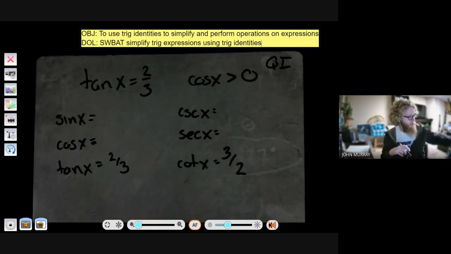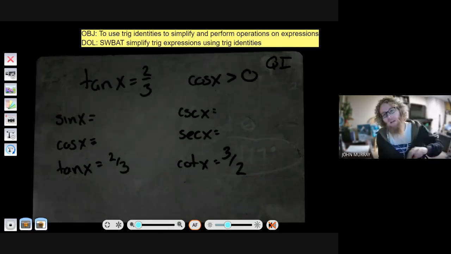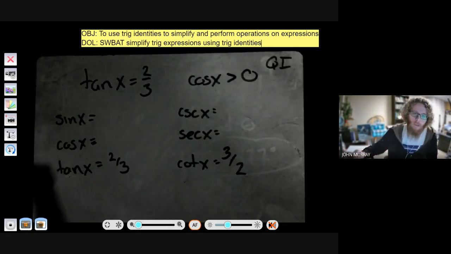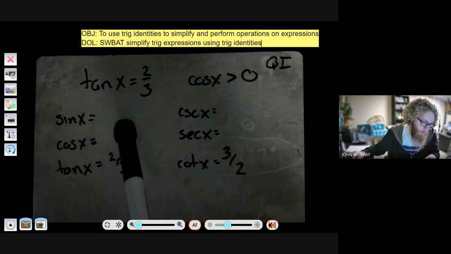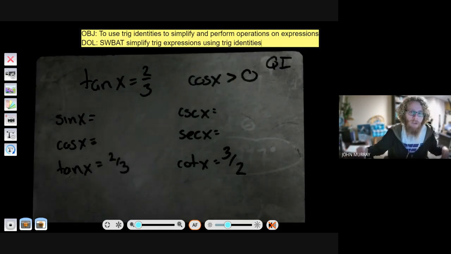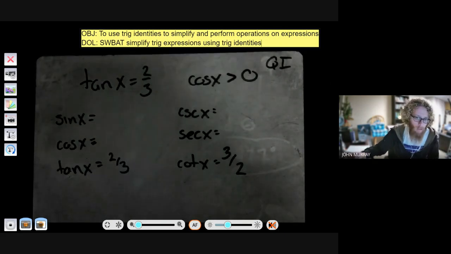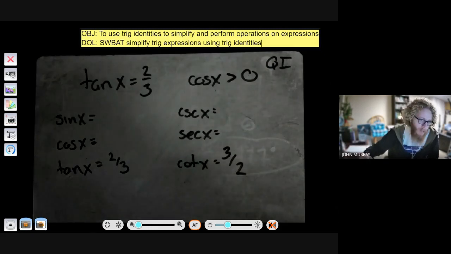Now, the others might have been a little trickier. So we have our rational rule that tangent is sine over cosine, but we can't find one without the other, so that doesn't work. So there's no more reciprocal identities. There's no more quotient identities. That was the word I was looking for.